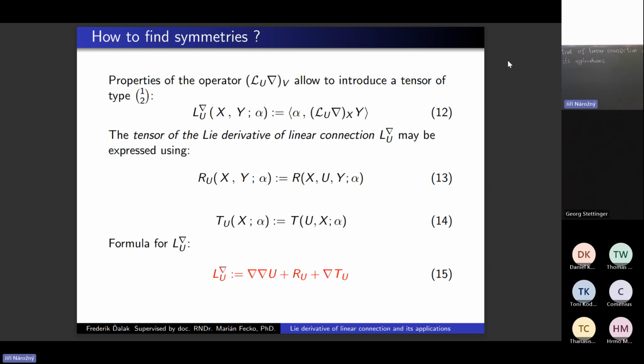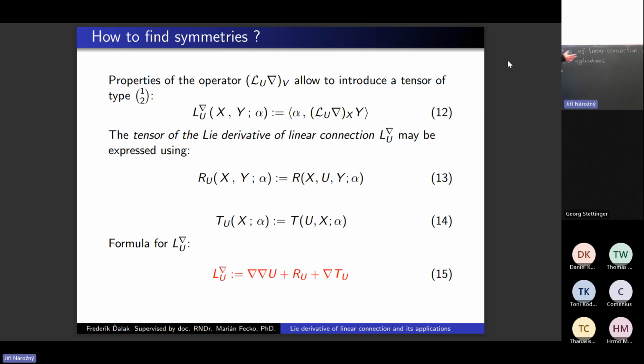And then once you play around with the definition, you can express our tensor field for the linear derivative of connection in the language of these three terms. So first of all, you take the vector u and you apply the covariant gradient to it twice, which gives you a (1,2) type tensor as it should. Then you add the R_U tensor and then the covariant gradient of the T_U tensor, which once again gives you (1,2) type tensor fields.